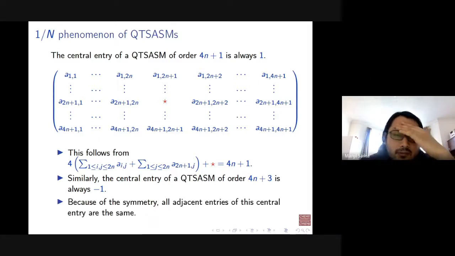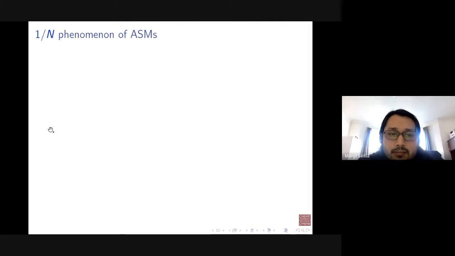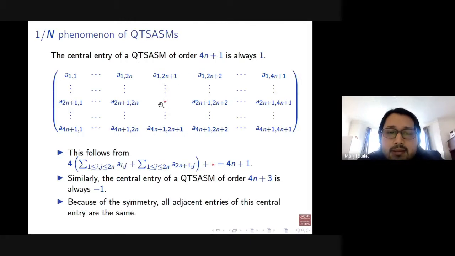Because of the symmetry, all adjacent entries of this central entry are the same. So this entry is the same as the one above, the one below, and the one to the right, because of the quaternion symmetry. Okay. So the proportion of quaternion symmetric ASMs of appropriate order with fixed entries adjacent to the central entry was conjectured by Stroganov to be n plus 1 divided by n. So see here, the central entry is a 1. So the only possibility for this entry, which is adjacent to the central entry, is a 0 or a minus 1. It cannot be a 1 because of the alternating sign condition.